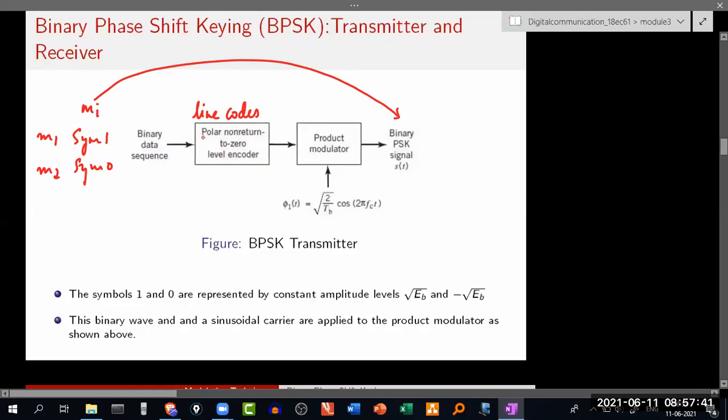Why am I supposed to go specifically for this polar? Can I have some quick answers in the chat? I could have also gone for unipolar, but here I'm specifically considering this polar. Why? Do you know the reason behind it? Let me give you a clue over here.